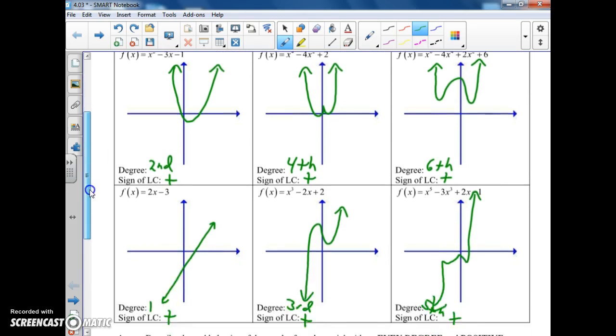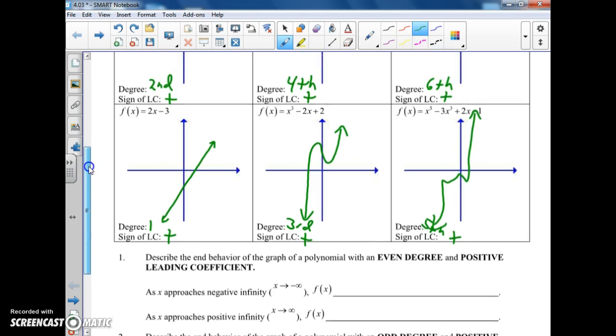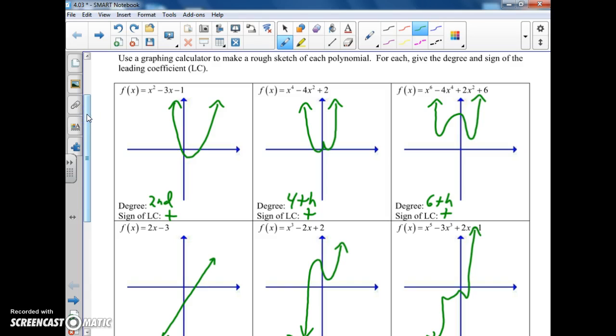On the other hand, these degrees are odd. When it's odd, what direction do both ends of the graph go in? Opposite. They're going in opposite directions, like this or like this, right? Everybody good there? So you understand that. Now let's go back to this. Look at the lead coefficient. It's a positive sign, right?